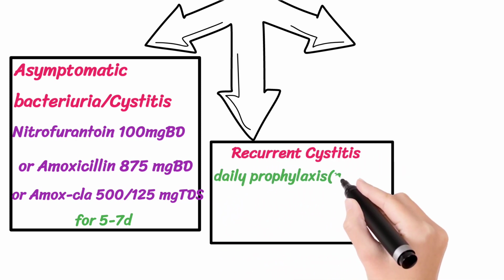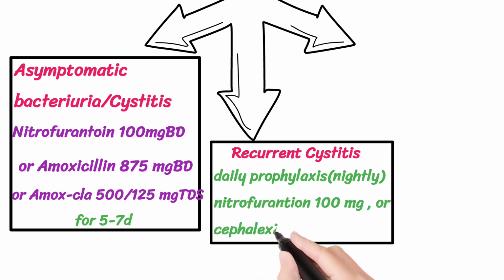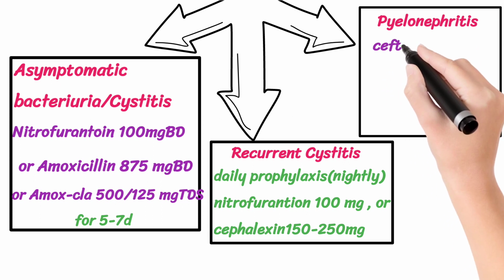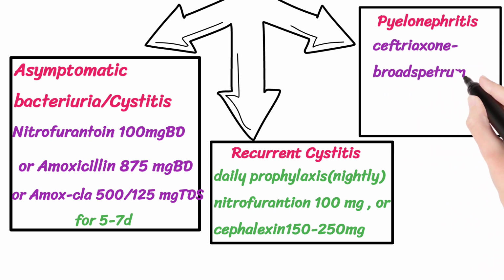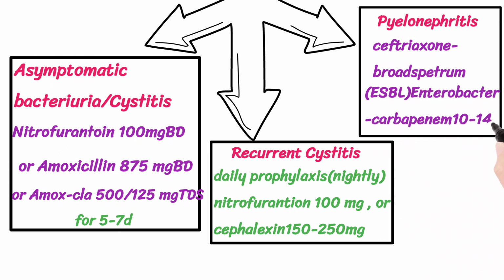Recurrent cystitis, you give prophylaxis, that is nightly nitrofurantoin 100 mg or cephalexin 150 to 250. Pyelonephritis, you give ceftriaxone, which is the broad spectrum one, and if after the culture the patient has resistant Enterobacter, you can give carbapenem for 10 to 14 days.